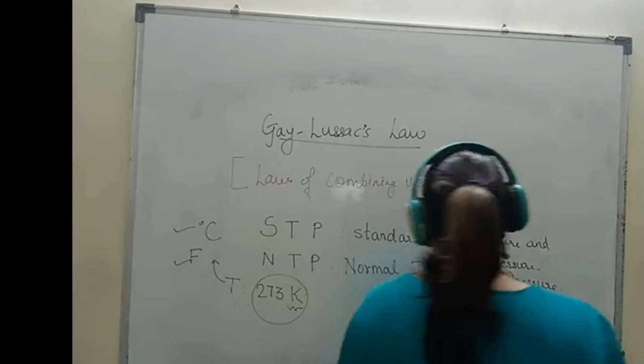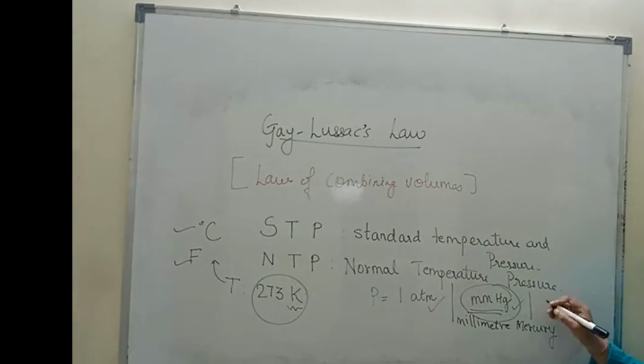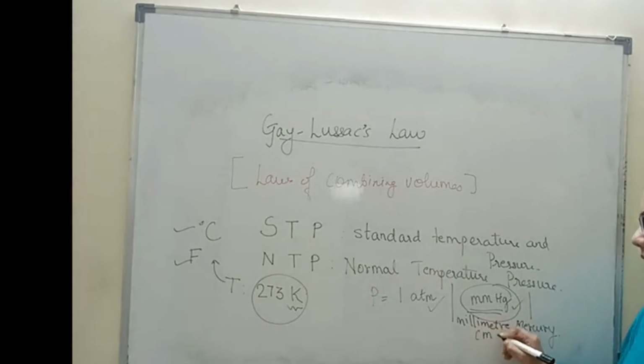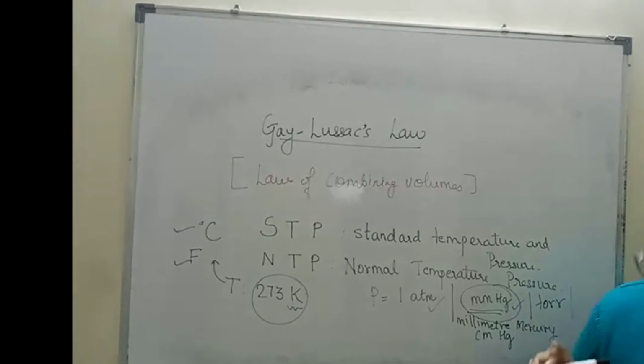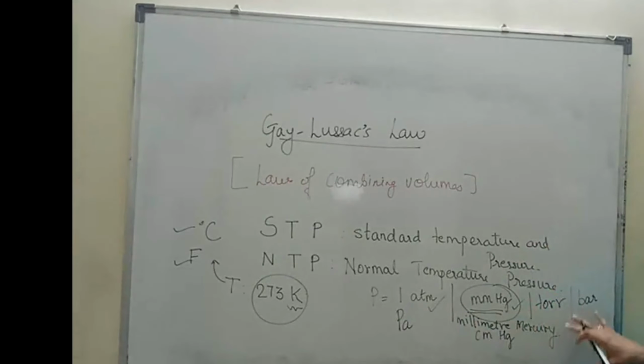Likewise, also tell me the other units of pressure. One I've given you is atm, that is atmospheric pressure. I've given you mmHg. What is any other unit? If you know, you can tell me. Centimeter Hg. Okay, that's like the conversion part of it. Apart from that, Torr. Any other unit? Bar, also used, and Pascal, Pa, is also used. So these are many units that you have.